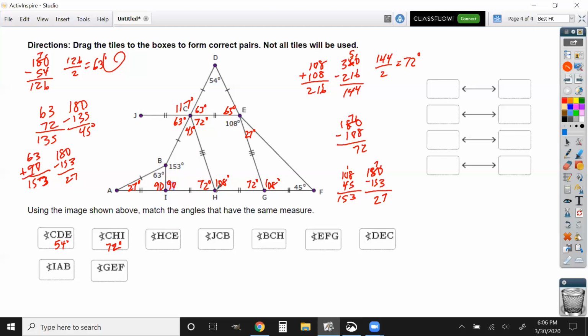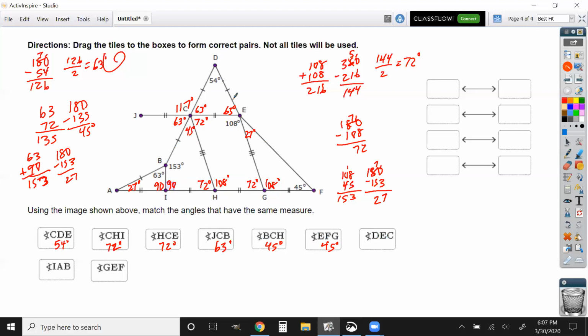HCE, from H to, where's C? I lost it already. Oh, H to C to E. H to C to E, that's 72 degrees. JCB, that's 63. BCH, where's BCH, BCH, that's 45 degrees. EFG, that's also 45 degrees.